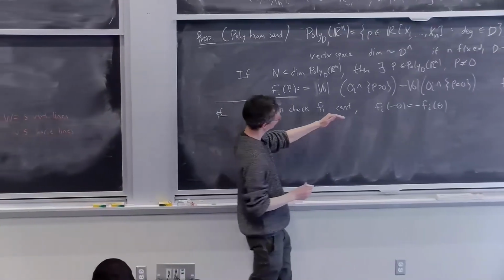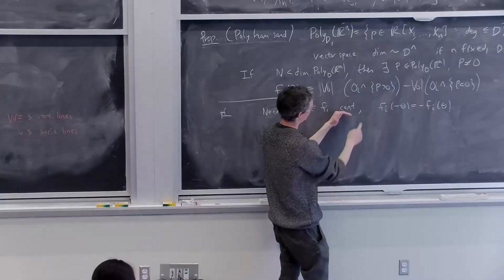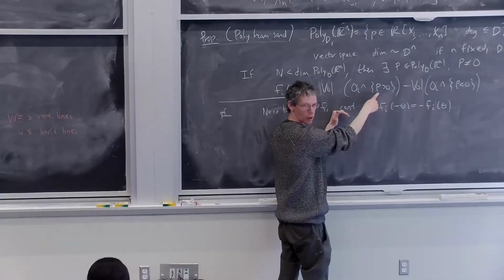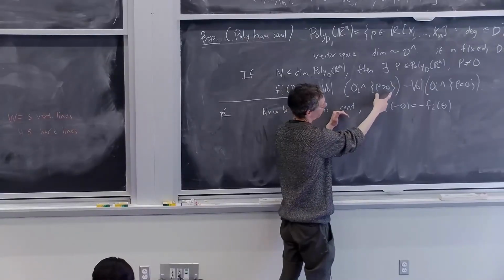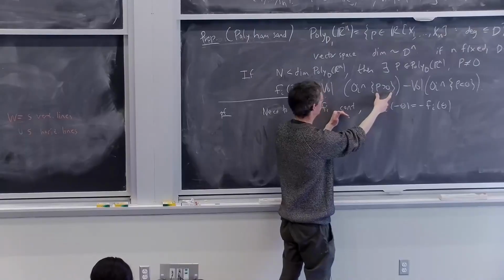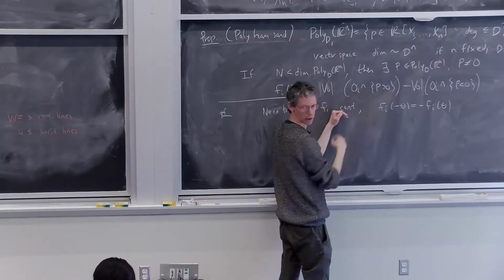OK, so why is it continuous? I won't do a full proof, but if you adjust the coefficients of this polynomial a little bit, then the set where it's positive changes, but only a little bit. And so this volume should only change a little bit. That's continuity.